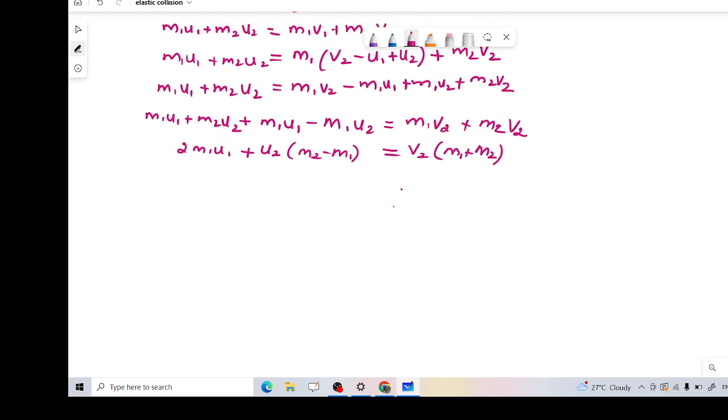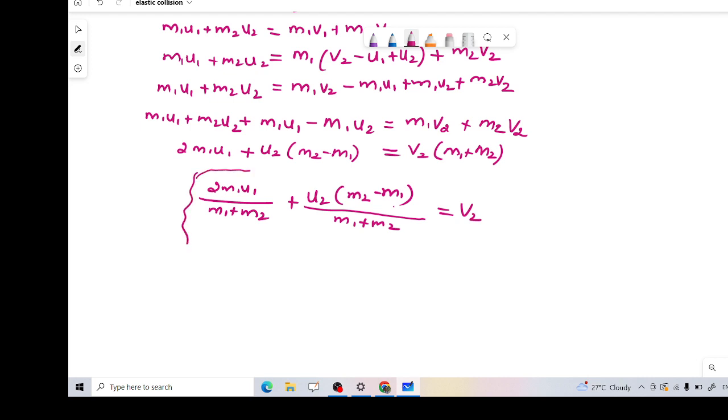So now my equation will become this: m1 plus m2 I am sending here, so this will come on the denominator side. So this is 2 m1 u1 divided by m1 plus m2, plus u2 times m2 minus m1 divided by m1 plus m2. So this will become v2. Yes, we have done. So we have calculated another formula, that is the velocity of the second object.